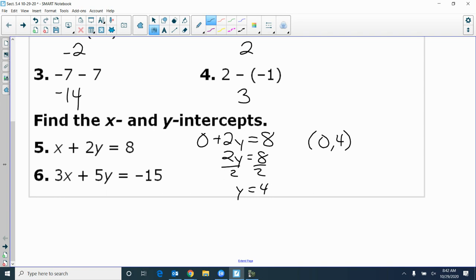And then I'm going to go the other way where Y is going to be 0. So I'm going to have X plus 2 times 0 equals 8. And X equals 8 because that's going to be 0. All right, so my point becomes 8, 0. That is my X-intercept. All right, questions about how to do that?